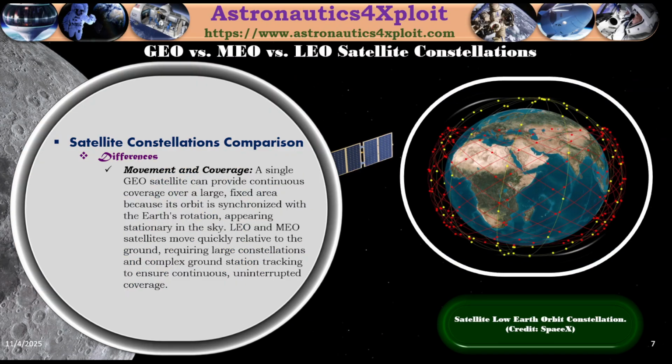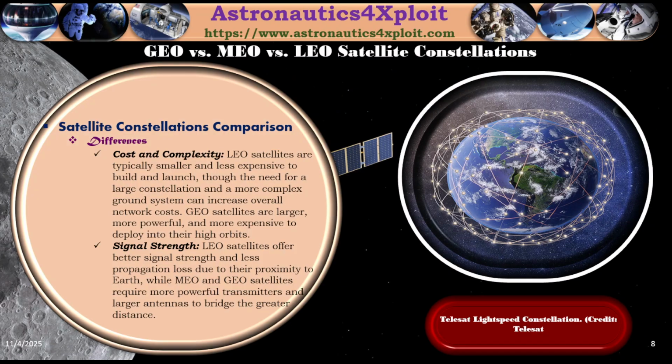Illustration of low Earth orbit, medium Earth orbit, geostationary Earth orbit is shown in this picture. Movement and coverage. A single GEO satellite can provide continuous coverage over a large fixed area because its orbit is synchronized with the Earth's rotation, appearing stationary in the sky. LEO and MEO satellites move quickly relative to the ground, and thereby require large constellations and complex ground station tracking in order to ensure continuous uninterrupted coverage. Satellite low Earth orbit constellation is shown in this picture.